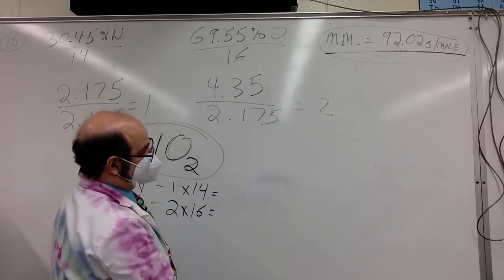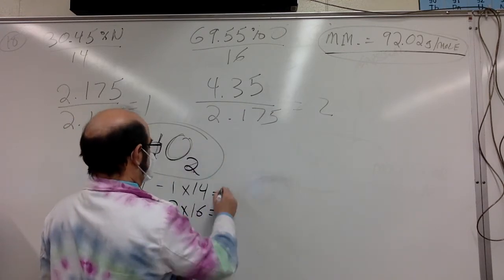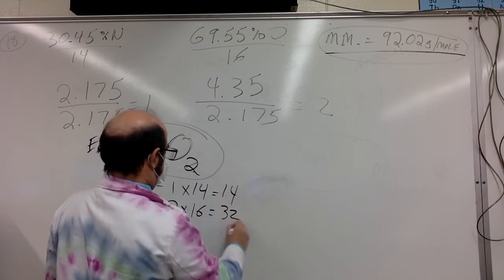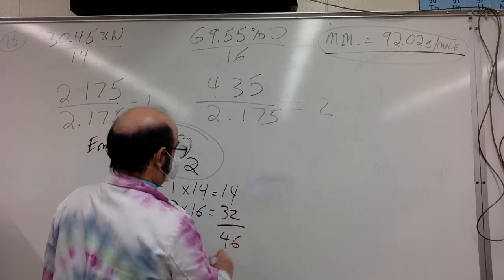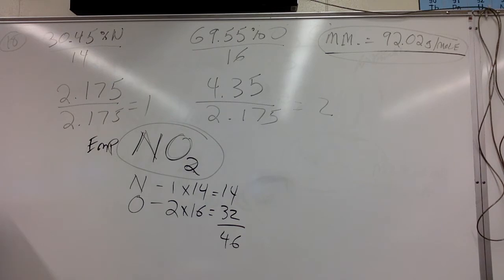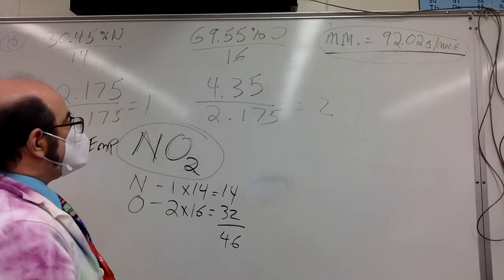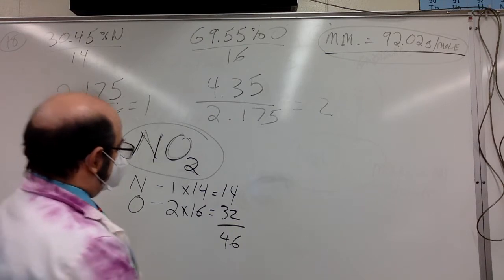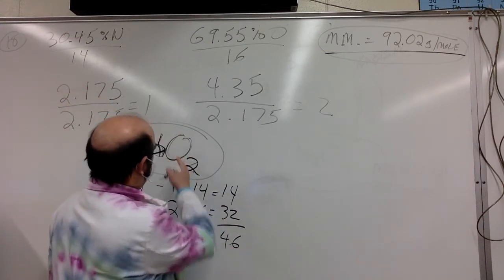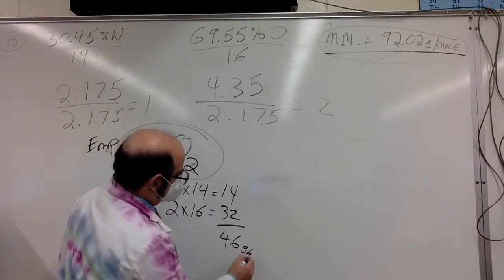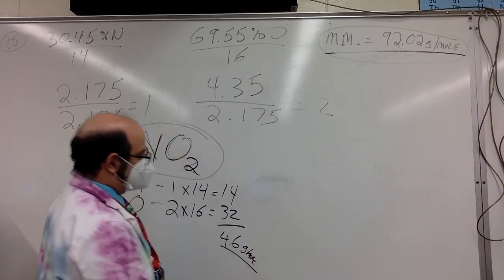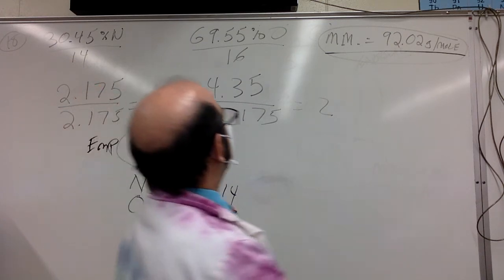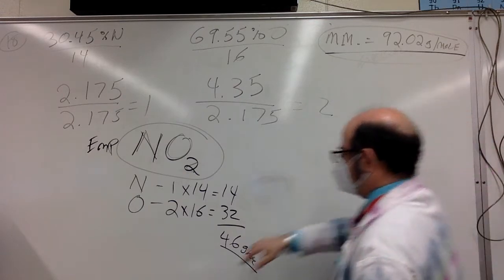So look, we're going back and forth again. 14, 32, 46. Oh my goodness, it's the same darn question. So 46 is the mass of this unit, grams per mole. Well, that's the empirical formula. We need to know how many of them are in the molecular formula.